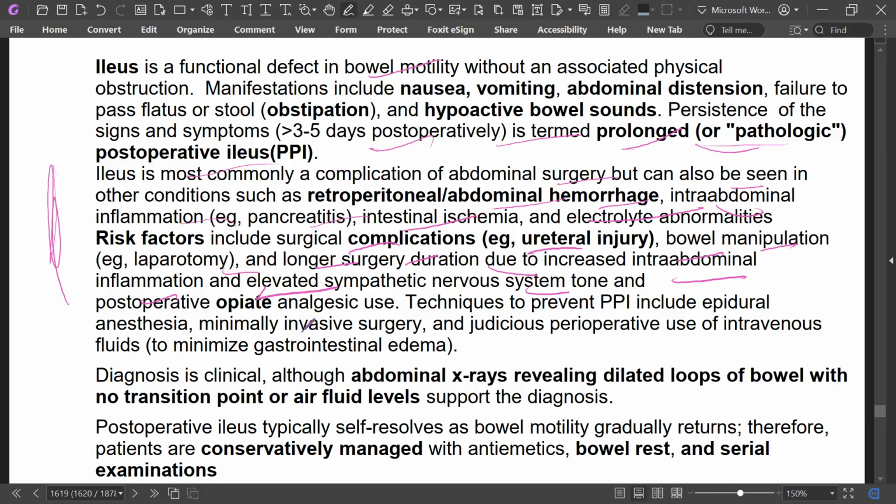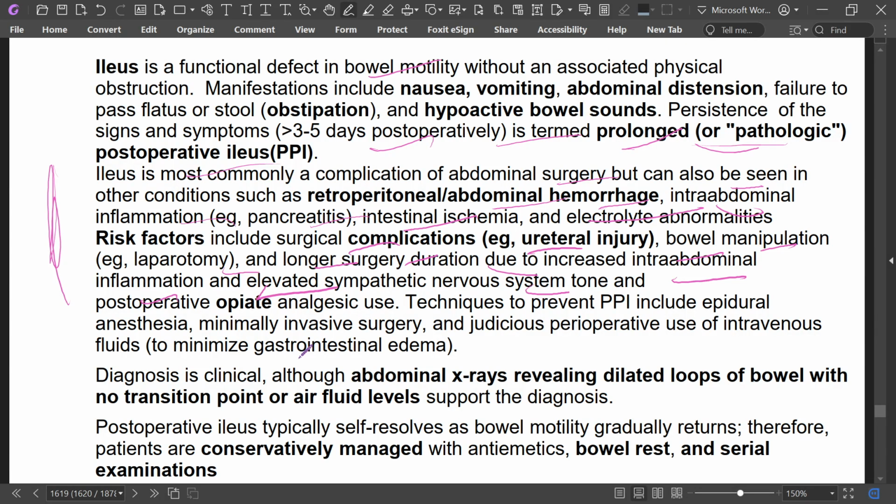Postoperative opioid analgesic. Techniques to prevent postoperative ileus include epidural anesthesia, minimally invasive surgery, and judicious perioperative intravenous fluid to minimize gastrointestinal edema.